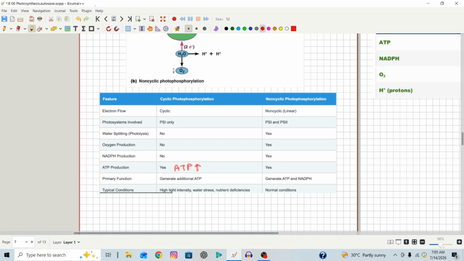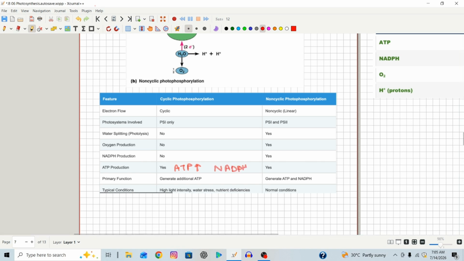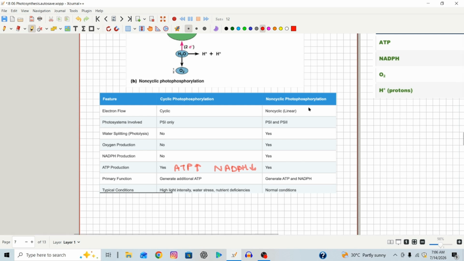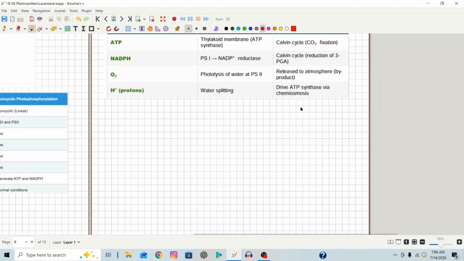And during cyclic phosphorylation, NADPH actually decreases. What about the primary function? Its primary function is to generate a high amount of ATP. What are the conditions? Well, the conditions are high light intensity, water stress, and nutrient deficiency. When there is a deficiency of ATP, cyclic photophosphorylation will happen. And non-cyclic photophosphorylation is a normal process, while cyclic is an exceptional process. I hope I made it really clear.